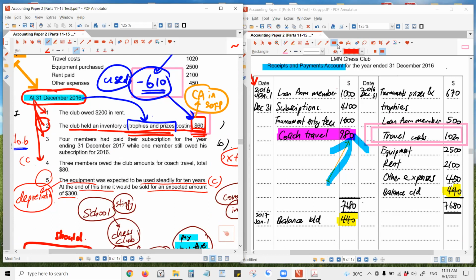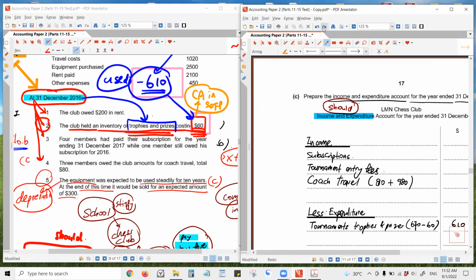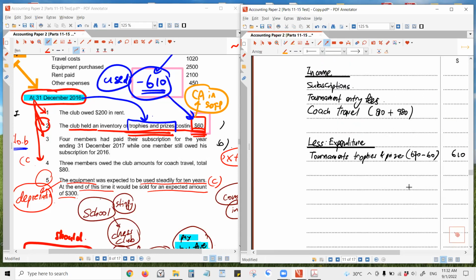That means you can take this amount 1020. So why is there no additional info for travel costs? The reason is the amount that you should pay for the current year is 1020 and you have paid the exact amount, 1020. That's why you don't see additional info, because you have not overpaid, you have not underpaid. So take this 1020, put it here.